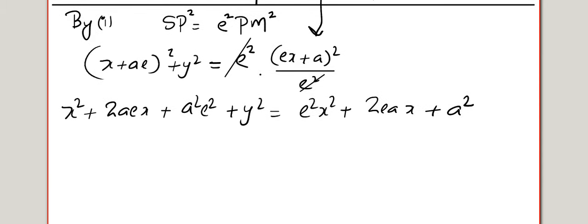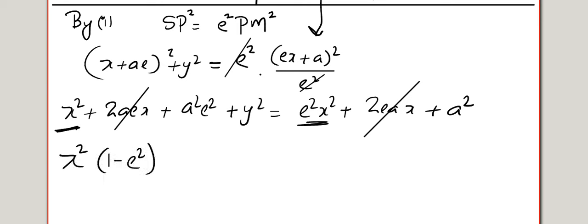I hurried a little bit. I hope I didn't make any mistake. So that's it. So look at this. There is something common. X squared into (1 minus e squared) plus y squared is equal to a squared into (1 minus e squared).